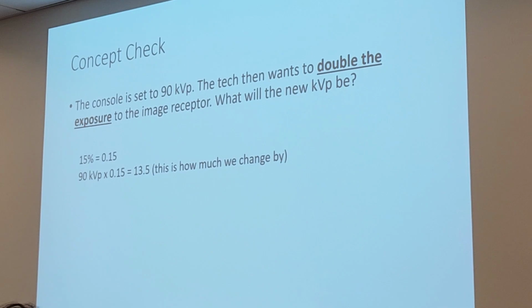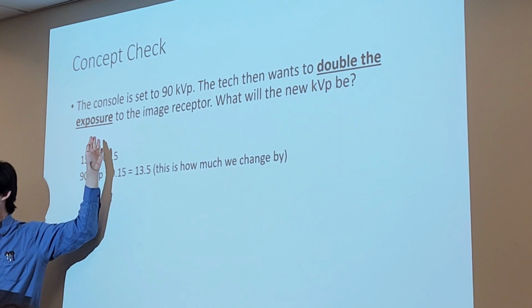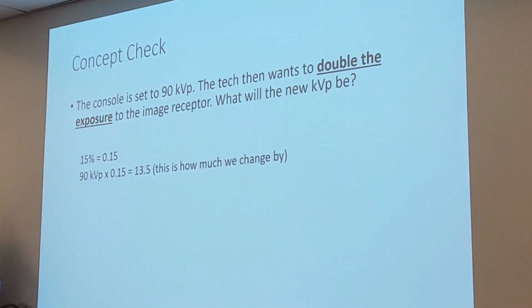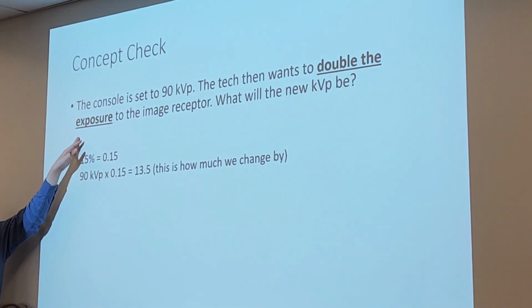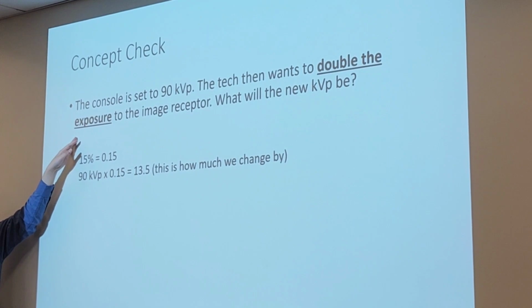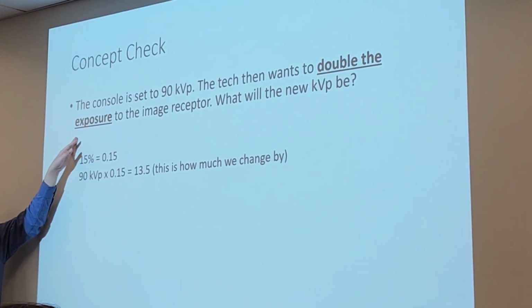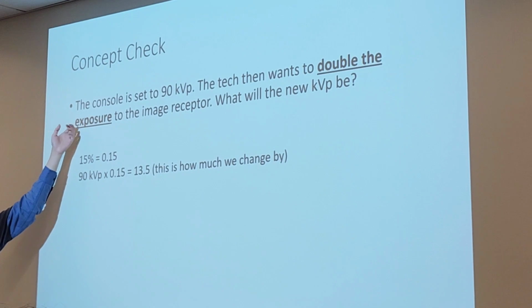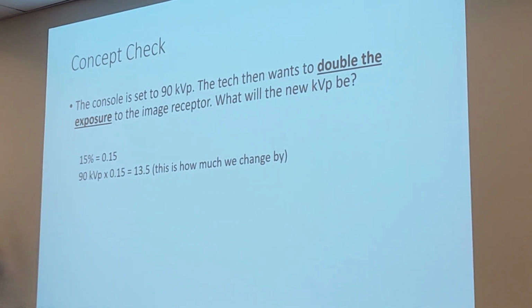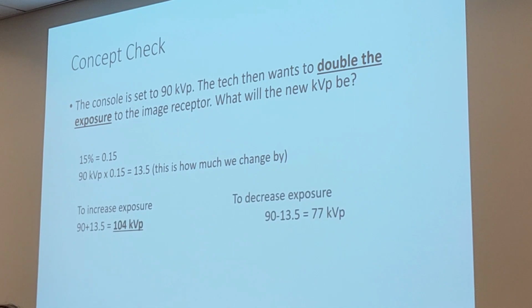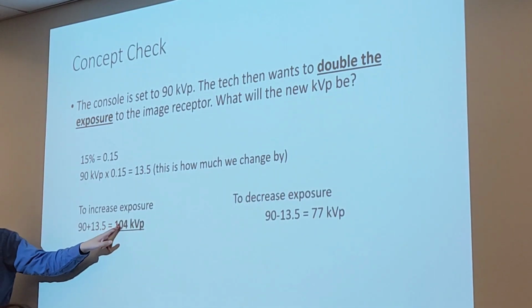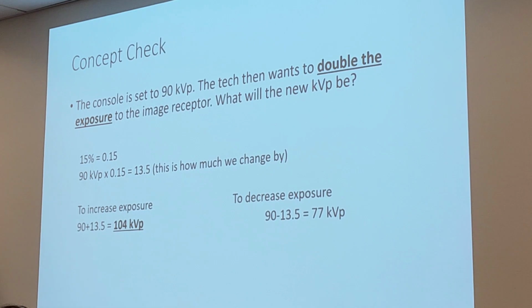Now, the KVP can change up, the KVP can change down. Earlier, which direction did we say the KVP needs to change? Up, right? We raise the KVP to raise exposure to the IR. Are we maintaining anything right now? No, right? This is not maintenance. We're not keeping anything the same. We're letting the exposure go up along with KVP. So, 90 KVP increased by 13.5, you just add them together, and you get 104 KVP, right? We just rounded up to 104.